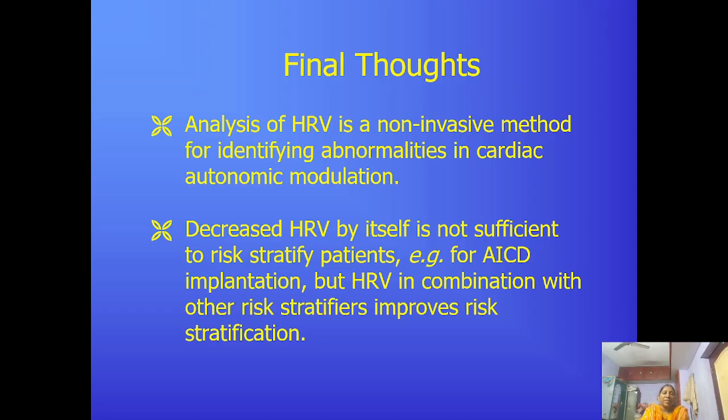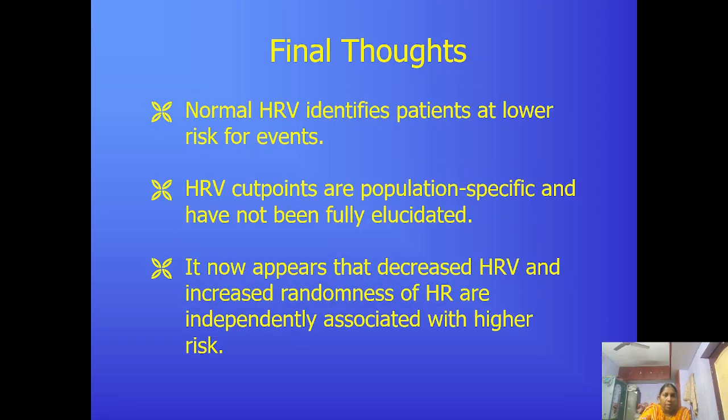And final thoughts about HRV: it's a non-invasive method for identifying abnormalities in cardiac autonomic modulation. And decreased HRV sometimes causes decreased heart activity and heart failure. So HRV in combination with other risk stratifiers will improve risk stratification also. HRV should not be too low or too high. It should be maintained at a certain level. And normal HRV identifies patients at lower risk for events. And HRV cutoff points are very population specific. And it now appears that decreased HRV and increased randomness of HRV are both independently associated with high risk.